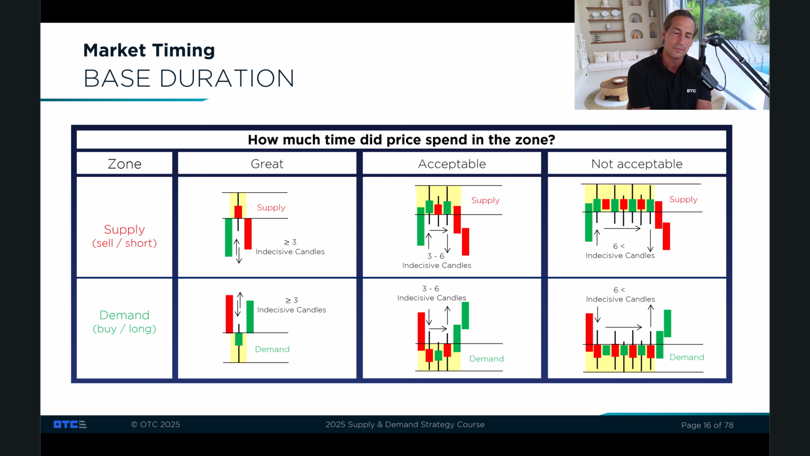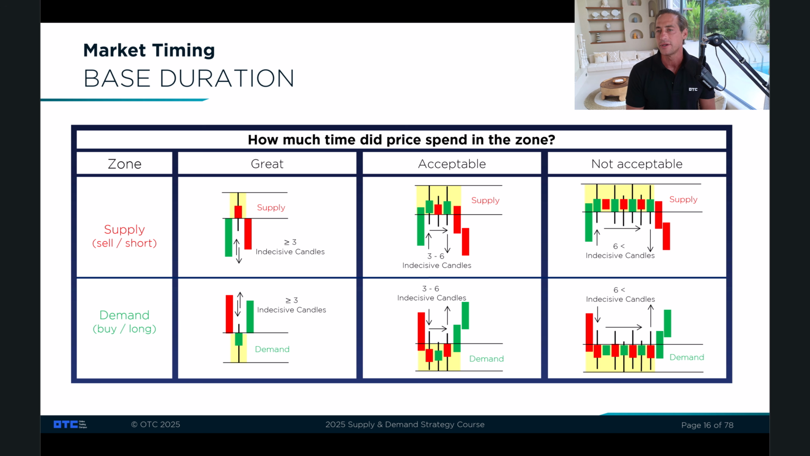So the concept of supply and demand says the more basing candles you have, or in other words, the more time price spent in a certain area, the more likely it is that most of the orders have been filled, and the next time price goes to that particular area, it will go through that area. So consequently, we need less time spent, less time for institutions to fill all their orders and find the imbalance, or in other words, the institutional unfilled orders.